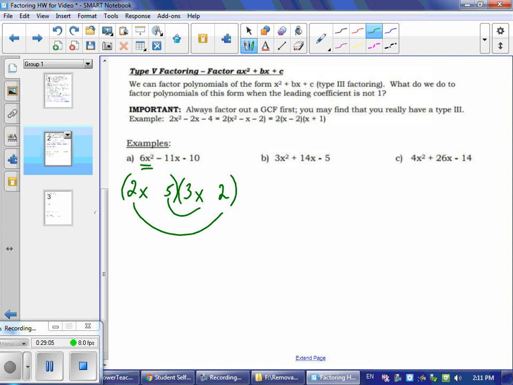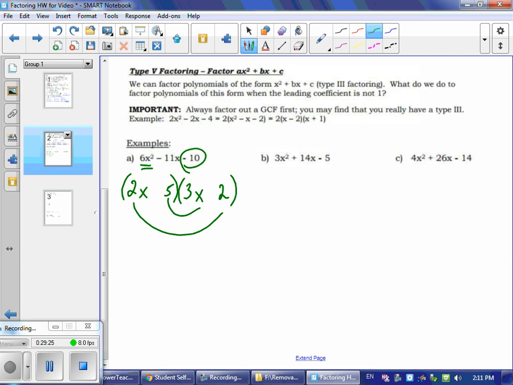That does help. Remember that this 10 is negative, which means that one of the 5 or the 2 is going to have to get a negative sign. But what we really want to work on is the product of the outside and the inside, specifically the bigger one needs to be negative, because we want to add it to a negative number.